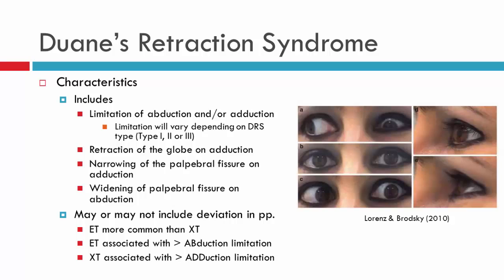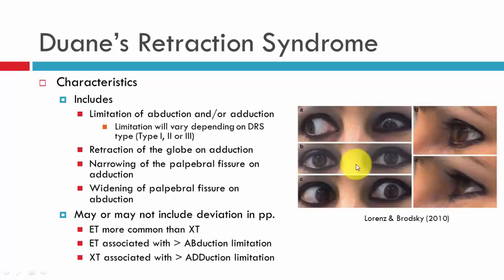So firstly, we'll see a limitation of horizontal movements, and this will vary depending on the type of Duane's. The next thing is that we may see retraction of the globe on adduction and narrowing of the palpebral fissures on adduction. Let's now look at our patient here to the right. This is them in prone position here. This is the patient looking over into right gaze, and this is the patient looking into left gaze.